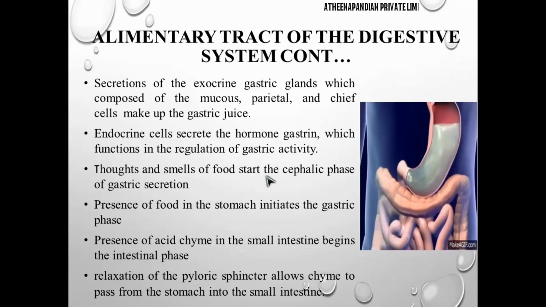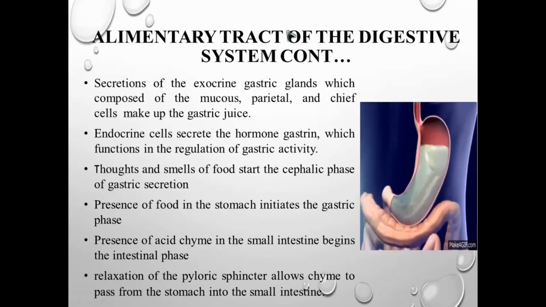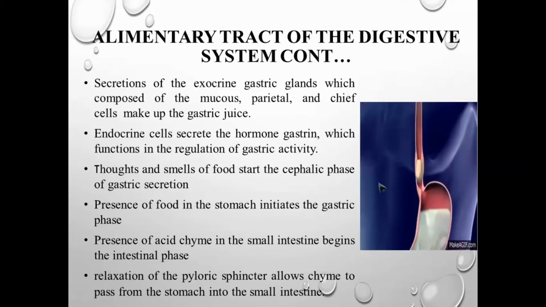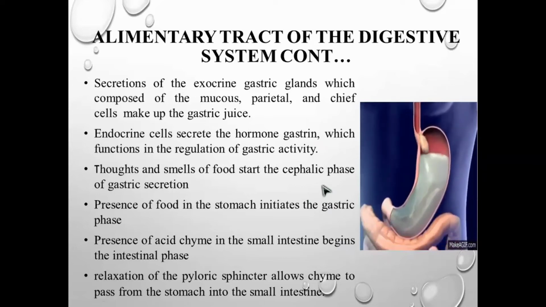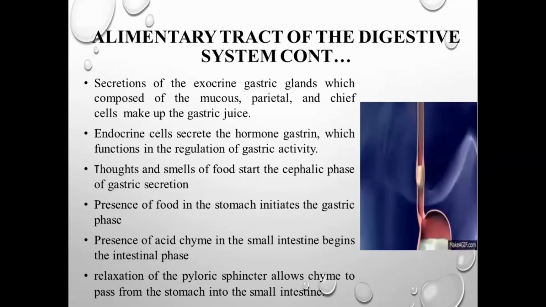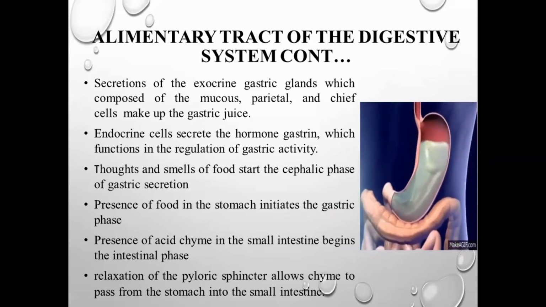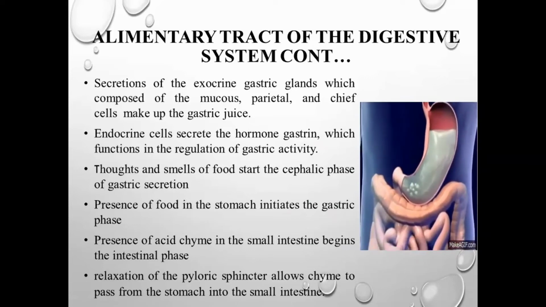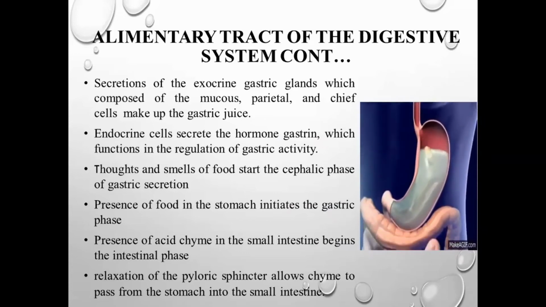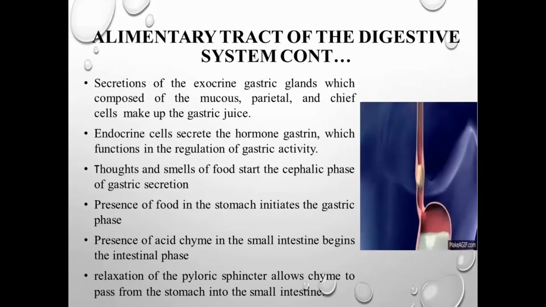The thought and smell of food starts the cephalic phase of gastric secretion. There are three phases of secretion of your enzymes: the cephalic phase, the second one is the gastric phase, and the third one is the intestinal phase. Cephalic phase means, as soon as you smell very good food, for example chicken biryani, or even if you just think about it, what happens immediately? Your salivation starts. As soon as salivation starts, you feel hungry. That means your gastric juices are also going to be secreted.